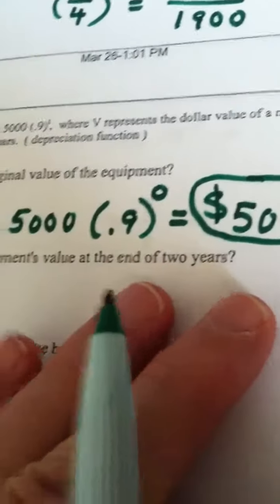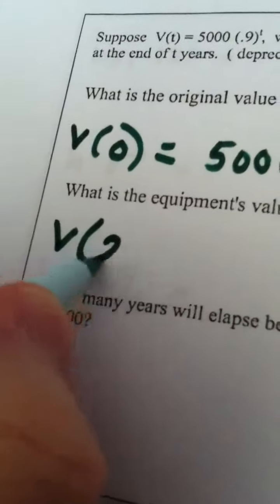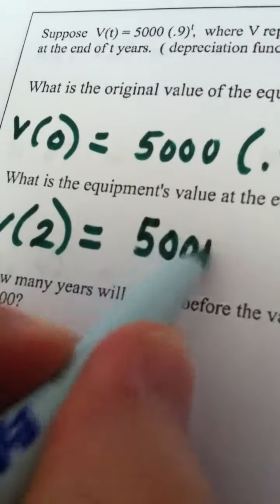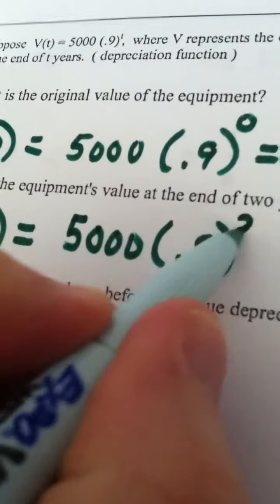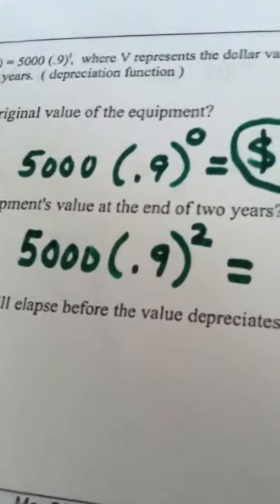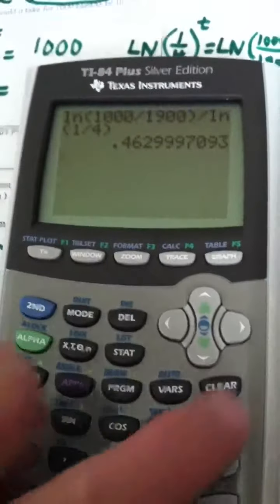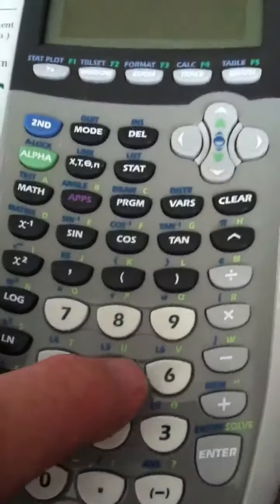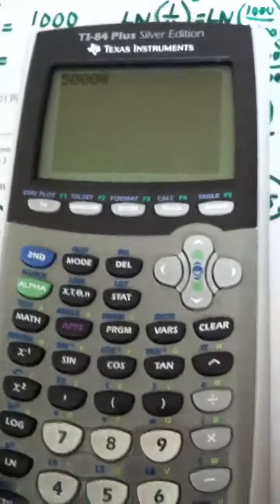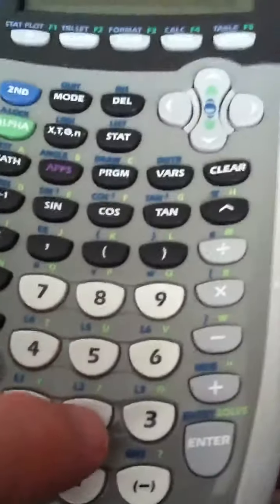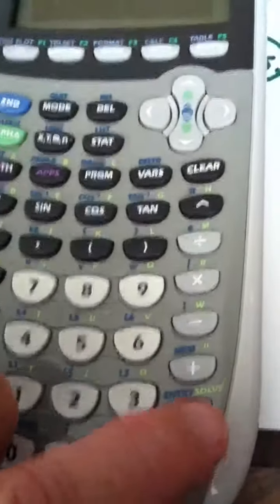What is the equipment's value at the end of 2 years? Well, they want me to find V of 2. So I'm going to plug into the function and get 5,000 times 0.9 to the second power. And this is calculator time. Let me turn it on and clear out the garbage in there. Type in 5,000, then left paren, 0.9, right paren, caret for exponent, and 2. And we hit enter, and we've got the answer 4,050.